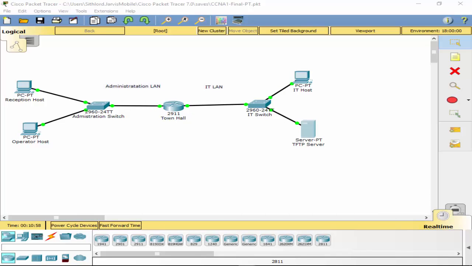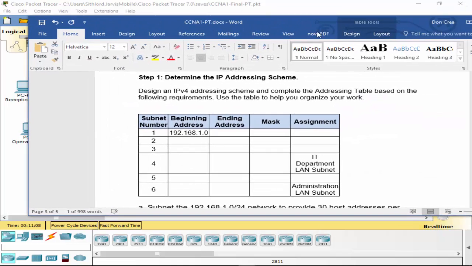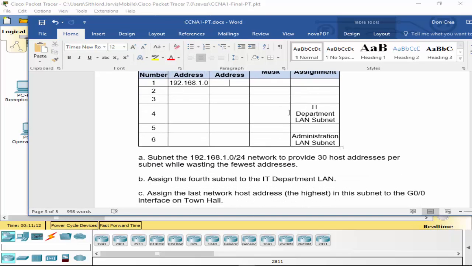Design an IP version 6 addressing scheme and complete the addressing table based on the following requirements. Use the table to help you organize your work. Alright, so the nice thing about this, once again, so maybe you want to get these instructions no matter what, is we can actually just write in this table. So, A, the subnet 192.168.24 network provides 30 host addresses per subnet while wasting the fewest addresses.